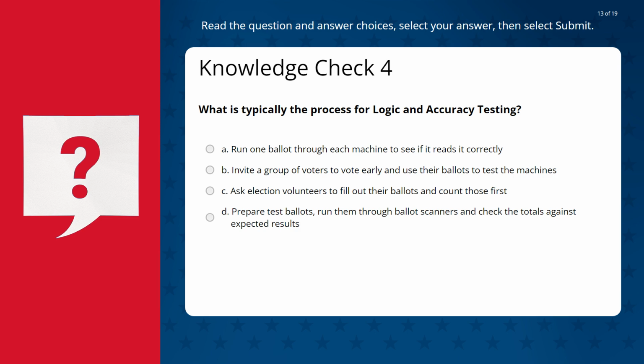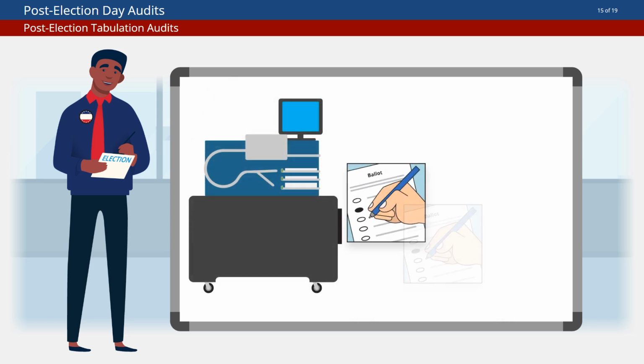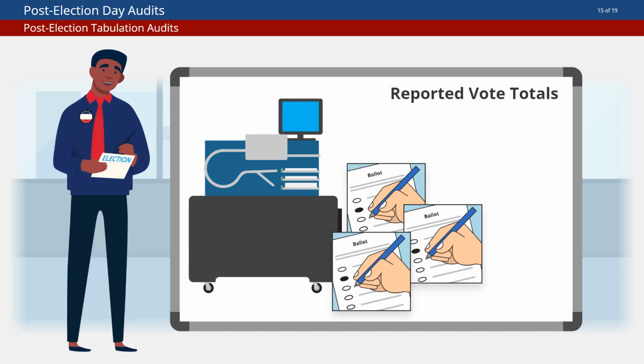Then select Submit. Most states conduct some form of post-election tabulation audit, and in many states, these audits are required by law. Tabulation audits check a sample of ballots to see if the votes cast are consistent with the reported vote totals. This process can provide evidence that ballots were counted correctly, or that the reported outcome is correct.